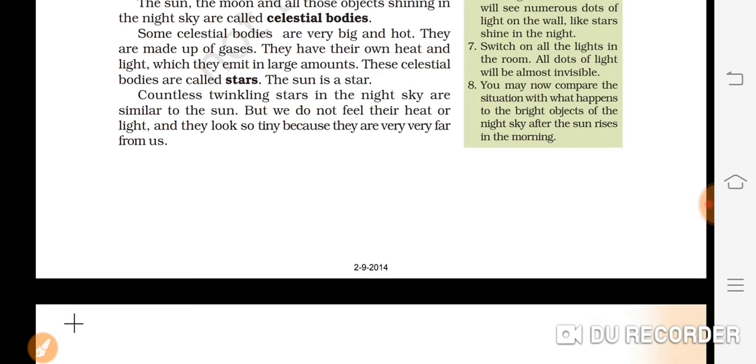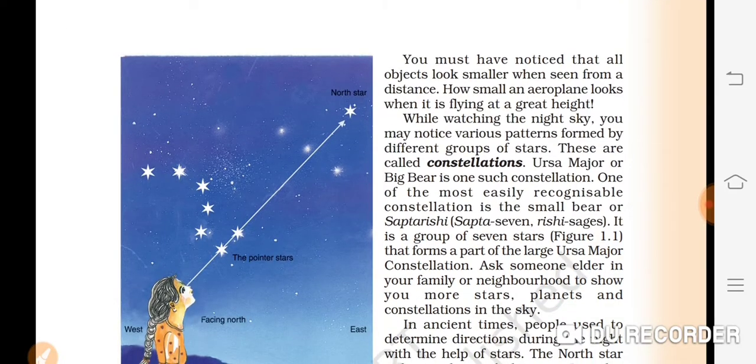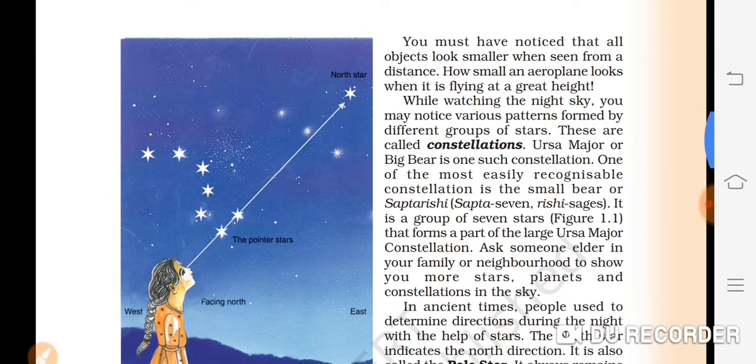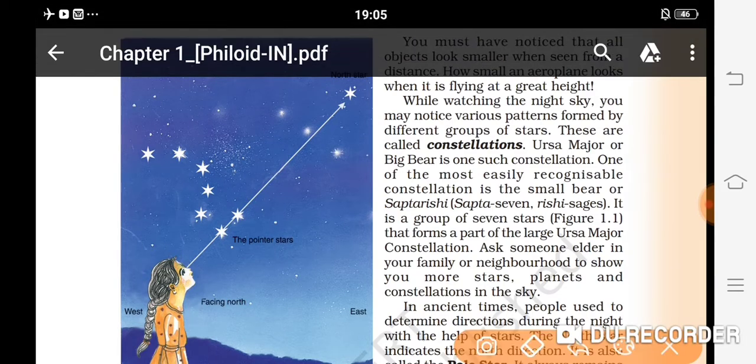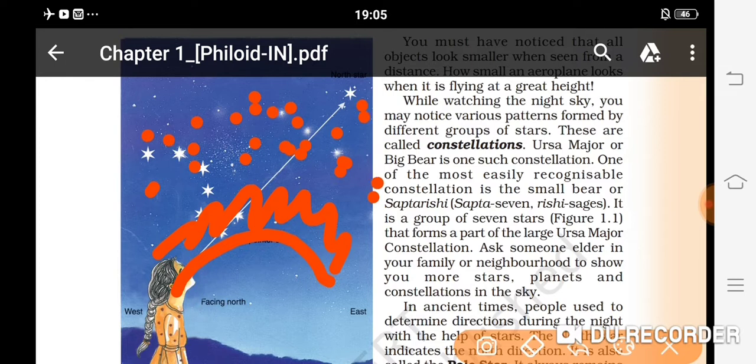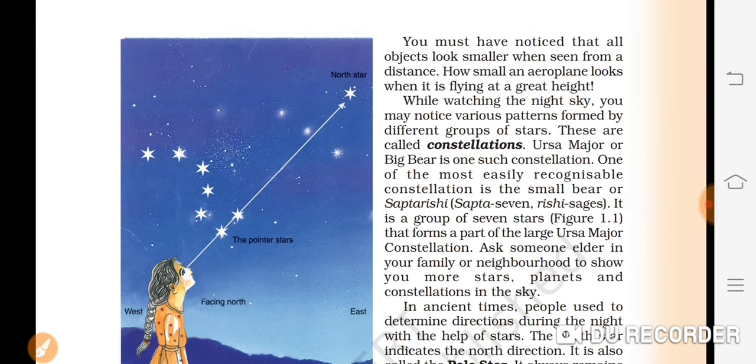Third, countless twinkling stars in the sky. When we see them in the sky, they are similar to the sun, but we don't feel their heat because they are very far from us. You must have noticed that in big cities like Delhi, you can't find proper stars because there is so much pollution. I think this is Delhi, and this is a polluted layer, and all our helpless stars disappear. So children nowadays study Twinkle Twinkle Little Star only as a poem.